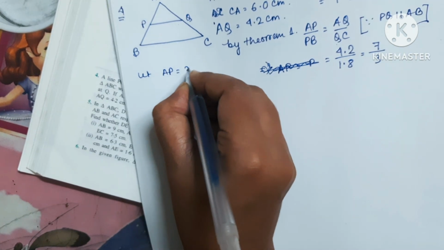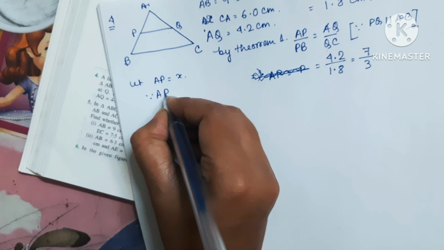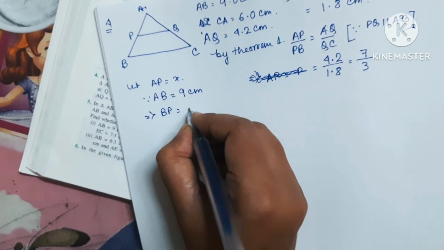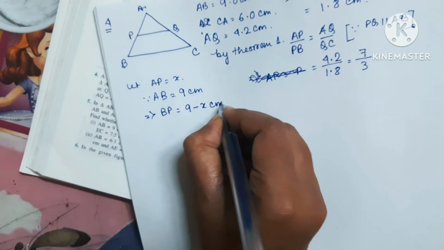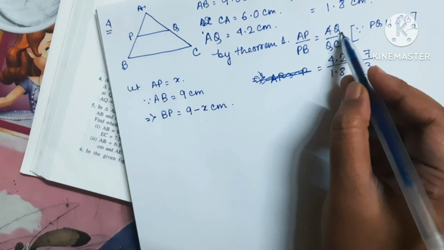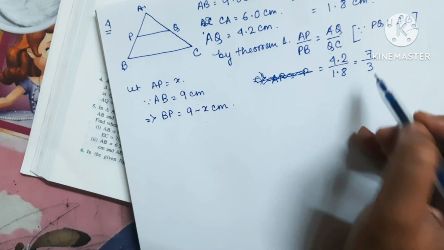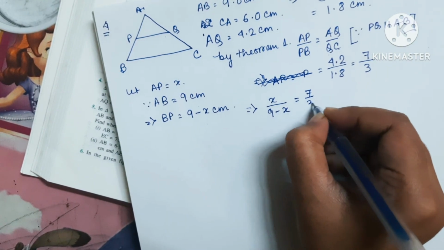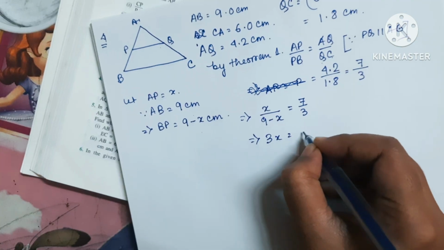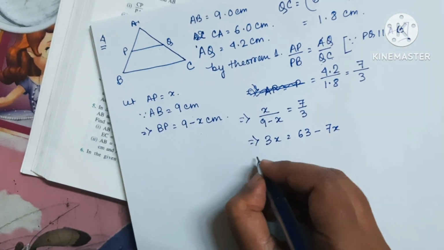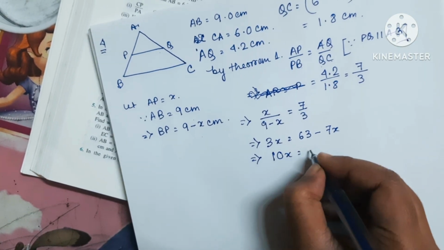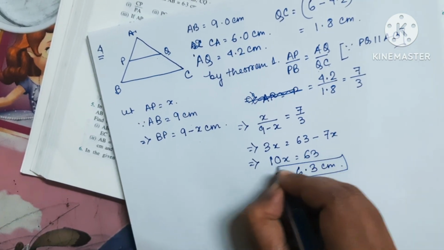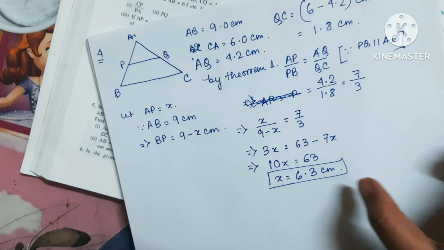Let AP equal X. Since AB equal to 9 centimeter, BP or PB will be 9 minus X centimeter. Now see, AP by PB is equal to AQ by QC, that is equal to 7 by 3. So you can write X by 9 minus X is equal to 7 by 3. So 3X equals 63 minus 7X, so 10X is equal to 63. So X equals 6.3 centimeter. This is the answer.